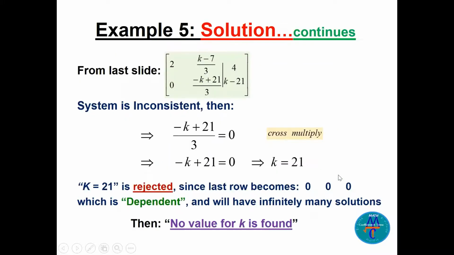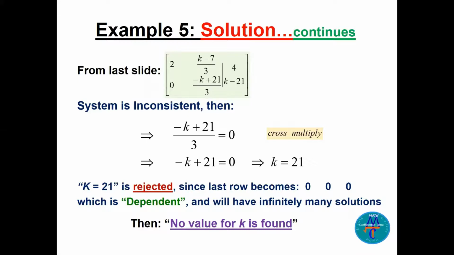So let's continue, please. To have inconsistent, see when you simplify here, you get minus k, make sure you get that one, minus k in the middle here, plus 21 over 3. Take all this should be 0. Now cross multiply, k will be 21. So to have the system inconsistent, k should be 21.